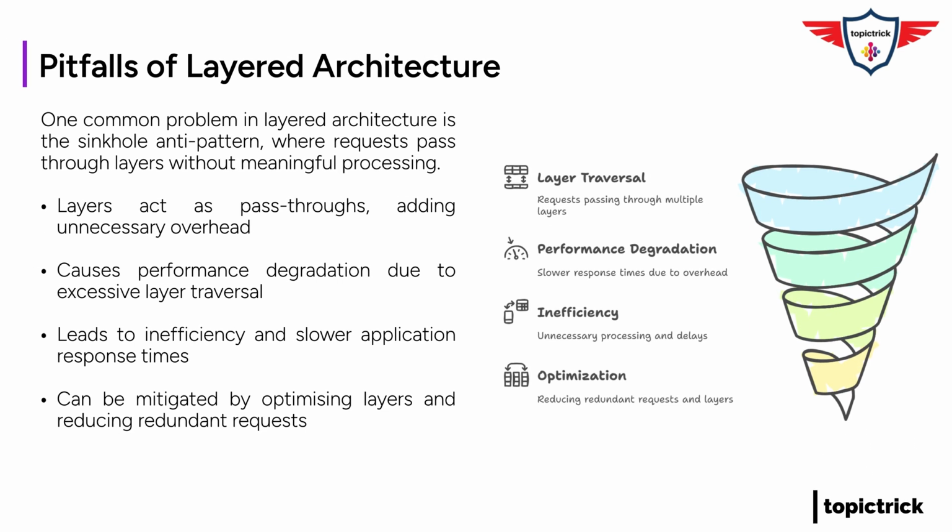Okay, sounds good. All right, so we've got a good foundation now. We get the basic idea of layered architecture, why those separate layers exist. But you mentioned some potential pitfalls. Like, what are some common traps that developers might fall into when they're working with this pattern? Yeah, so one thing to definitely keep an eye out for is something called the architecture sinkhole anti-pattern.